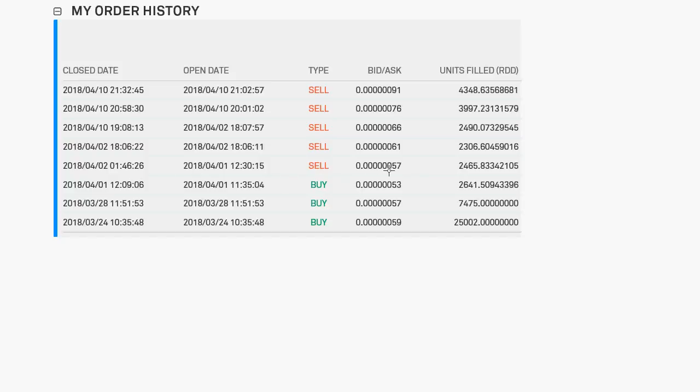So selling at 57 on April the 2nd at 1:46 a.m., and then selling the next day at 1800 hours, or 6 p.m., at 61. Then nothing happening for 8 days. I wasn't able to buy it back. My buy order did not fill, obviously. Selling at 66 at 1900 hours.